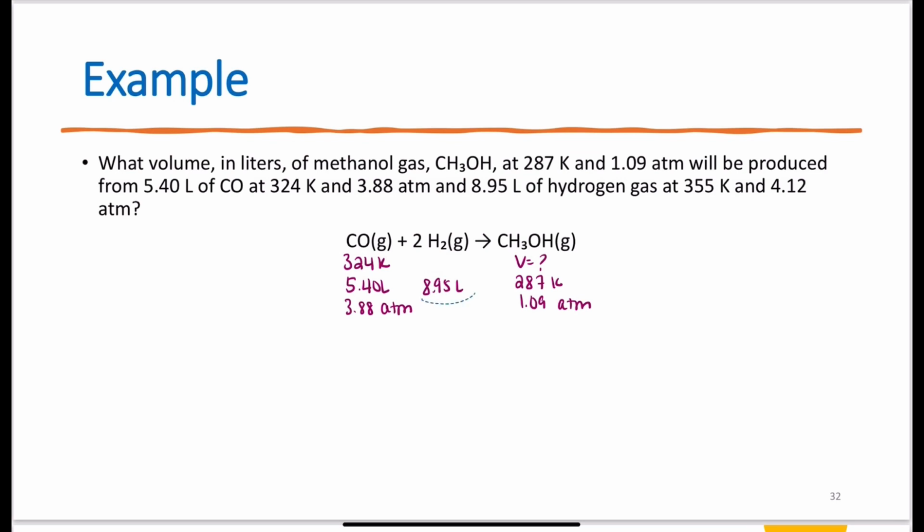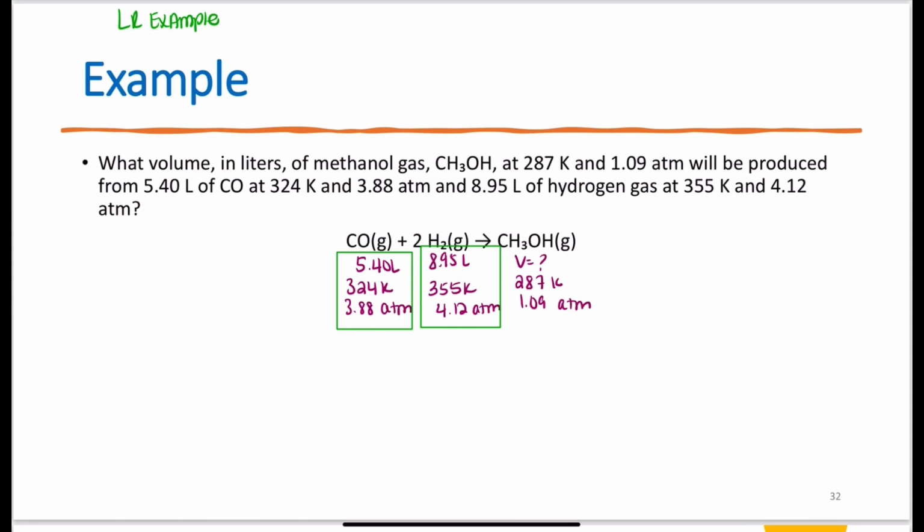Trying to pair up the pieces so we can connect them. 355 K, 4.12 atmosphere. You may not recognize it right away, but because you are given volume, temperature, and pressure of each reactant, this is a limiting reactant example, because those three pieces of information can get you the number of moles of each species.